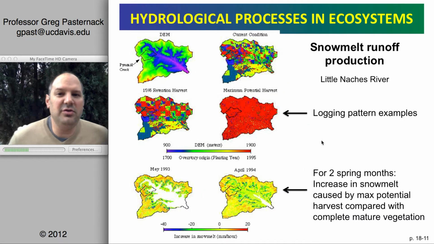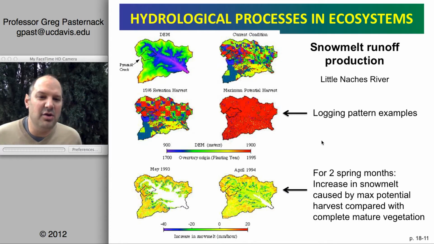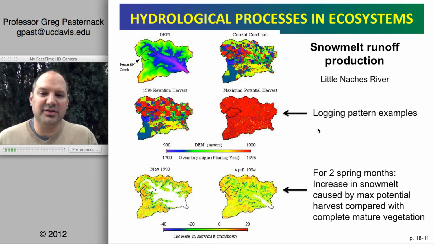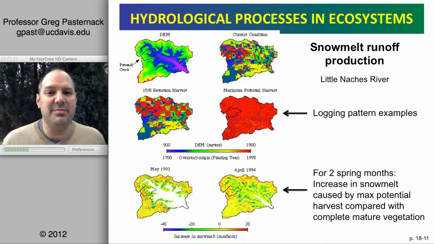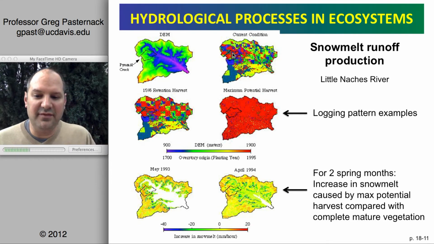Okay, now we're going to move to the next question that we had, which was looking at different amounts of logging. Here's a digital elevation model for the Little Natchez River. Here is the distribution of the overstory, planted from 1700 to 1995. If it's red, it essentially means that it's freshly been logged. And if it's blue or purple, it's pretty long-lived. So this is the current condition.